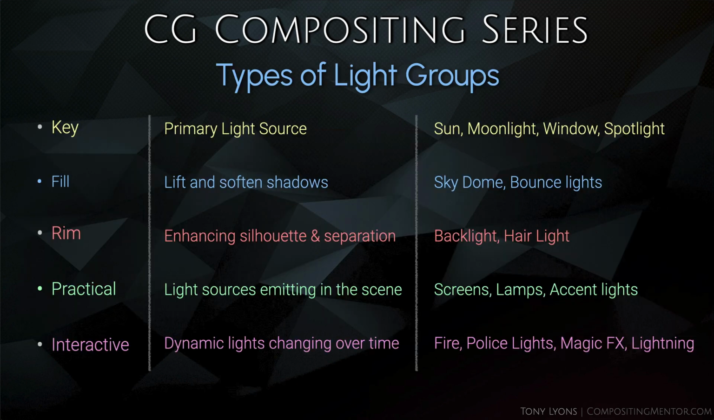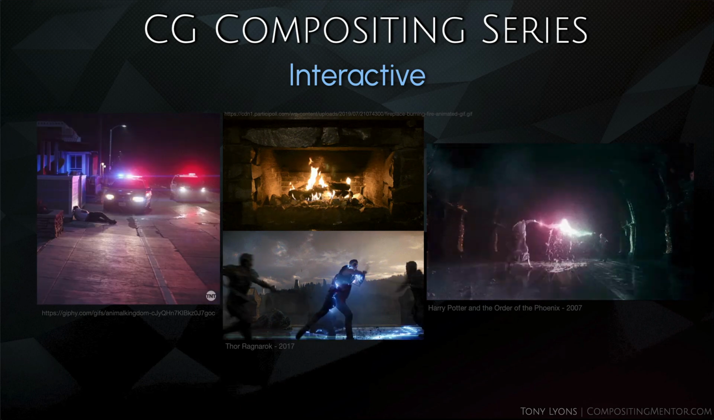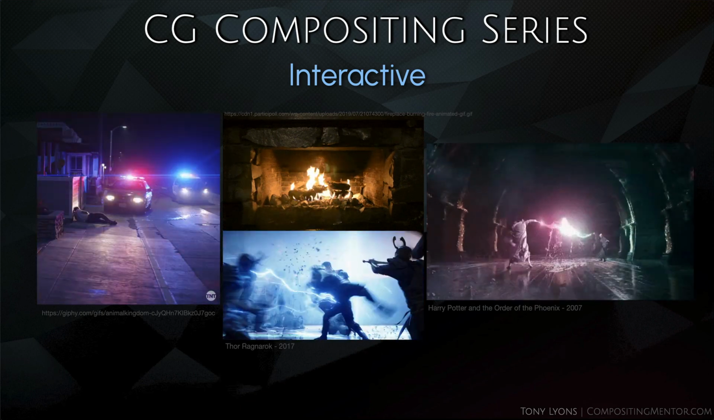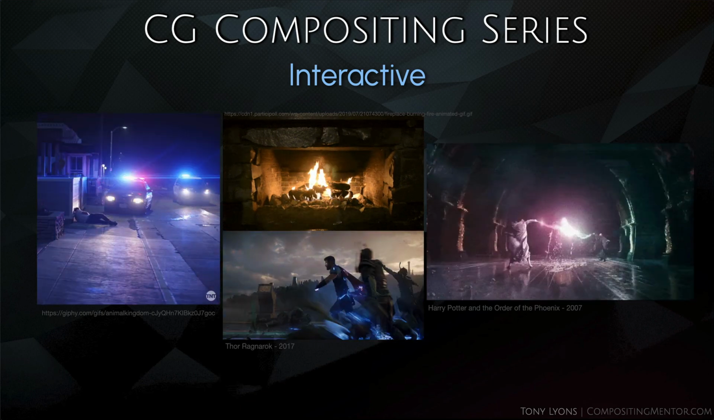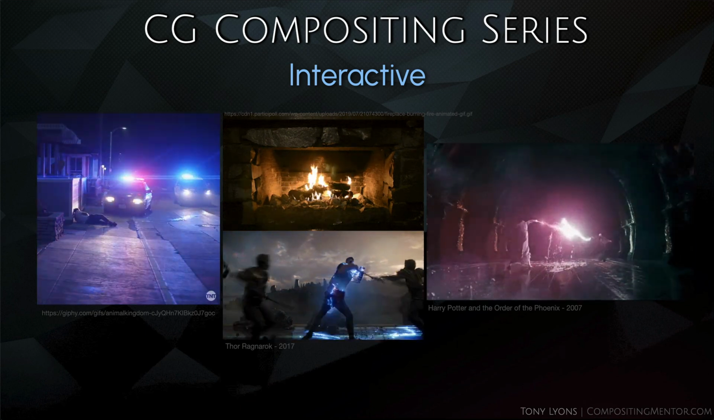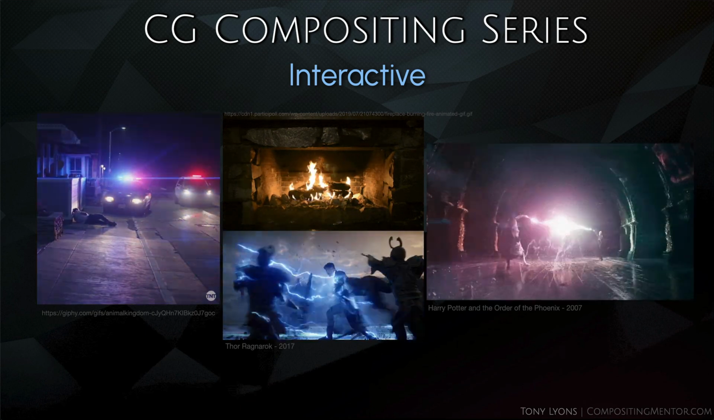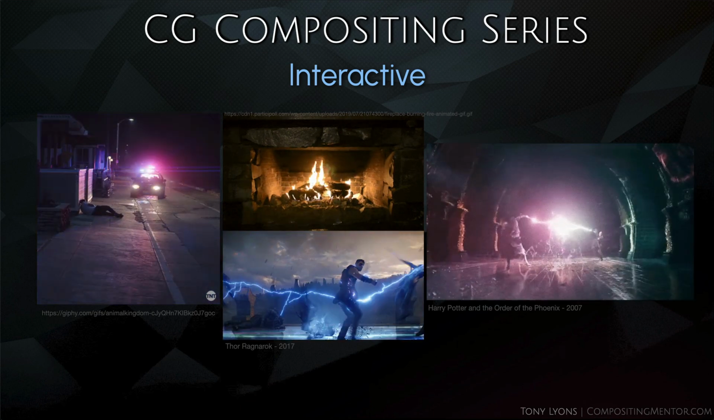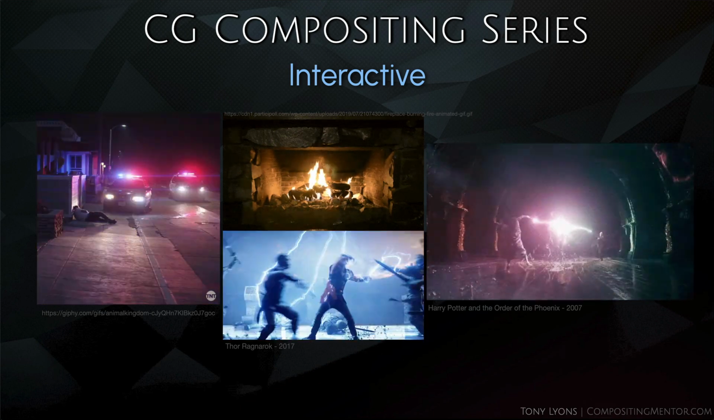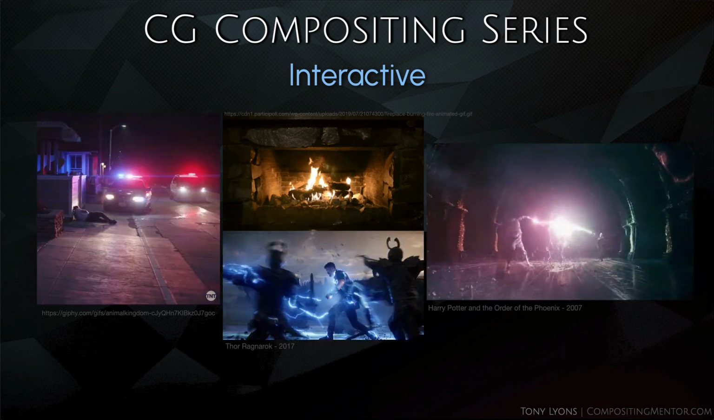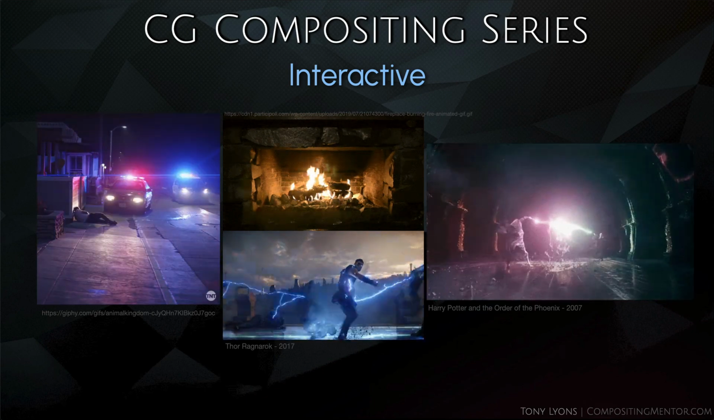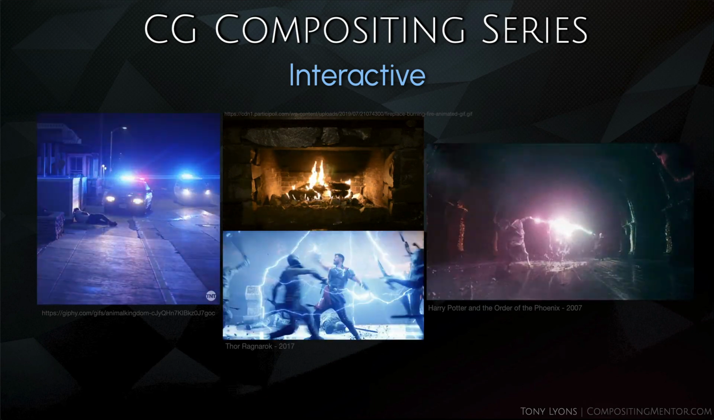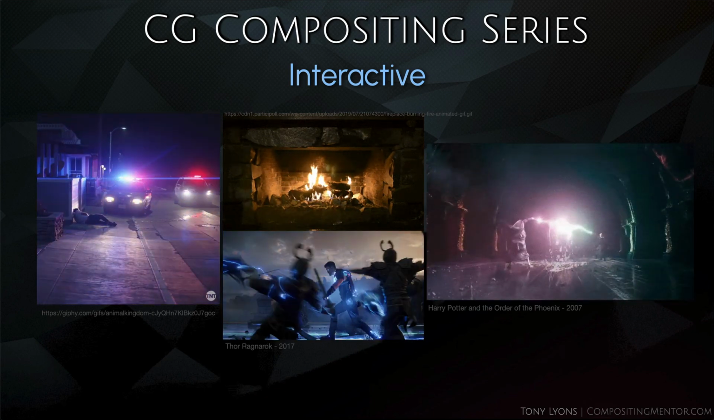So interactive lighting, these are dynamic lights that are changing over time. So we have to have a lot of control, maybe to flicker them or turn them on and off. We have an example of police lights that are moving back and forth, so that they're strobing a bit. A fire, which is a randomly flickering light source. Lightning, which is, as the lightning hits the characters, they are being illuminated by that lightning. So that's a form of light that we need to take into consideration. And then we, of course, have our magic effects that are emitting light.